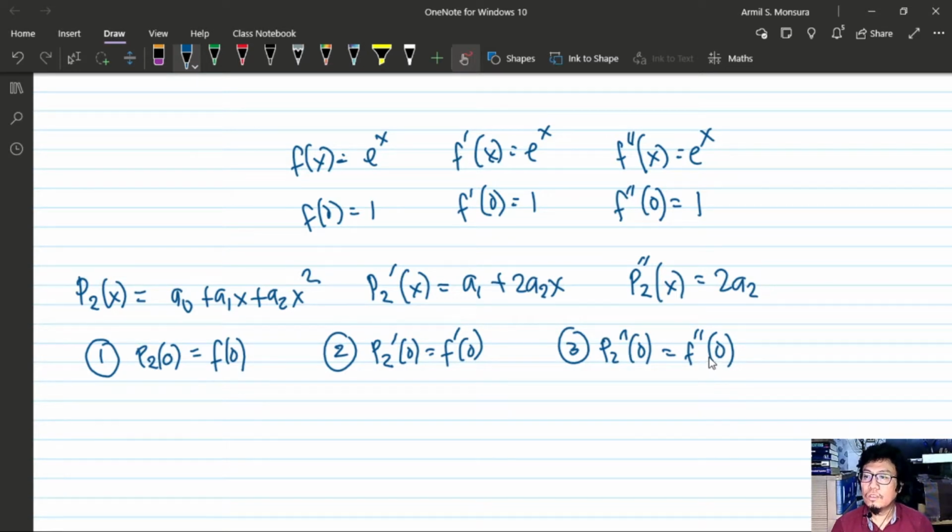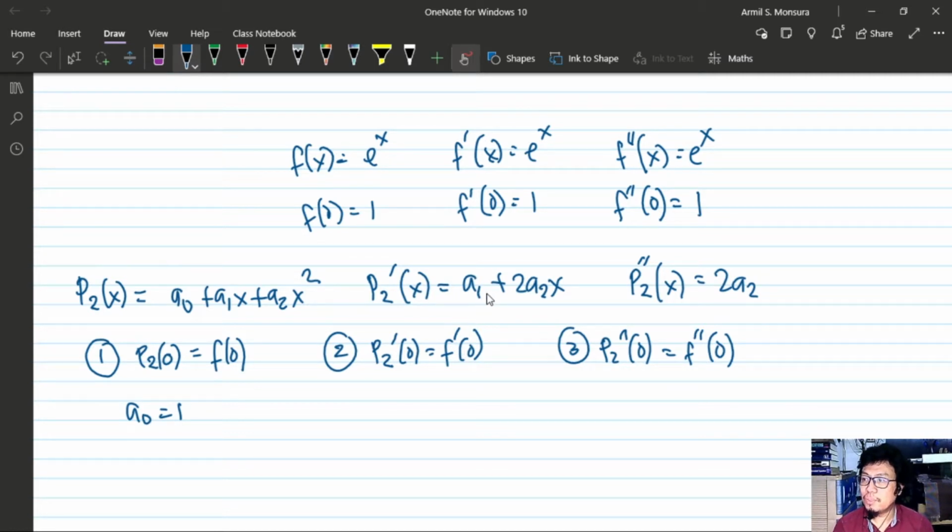So let's try to equate. For this condition, we substitute 0, and that would imply a0 equals 1. If we substitute 0 here, this becomes 0 and this becomes 0, so what is left is a0. And since f of 0 is 1, we will have a0 equals 1.